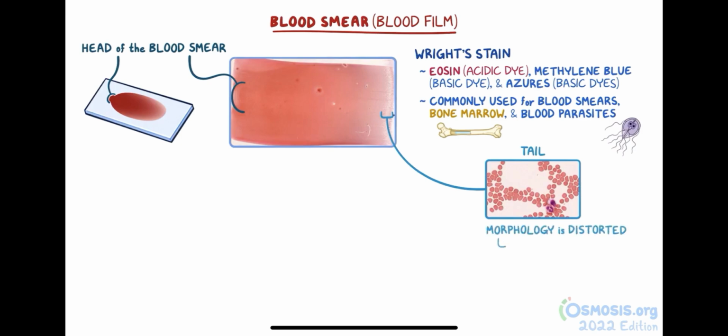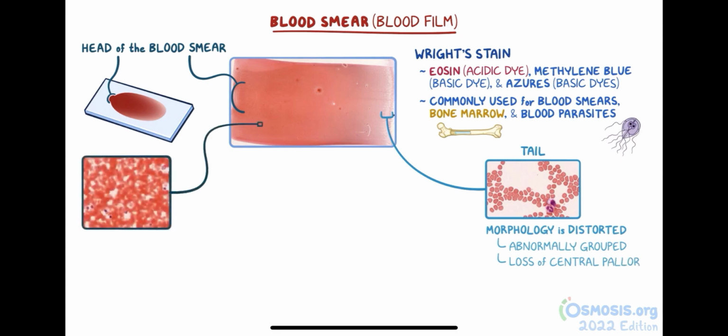The cells are often abnormally grouped together, and red blood cells will have a loss of central pallor, which could be mistaken for spherocytosis. If we take a closer look at the blood smear on the left side, there are a lot more cells, but their morphology is also distorted. In this image, we can see that the cells are overlapping and packed so tightly together that it's hard to differentiate the individual cells from each other.